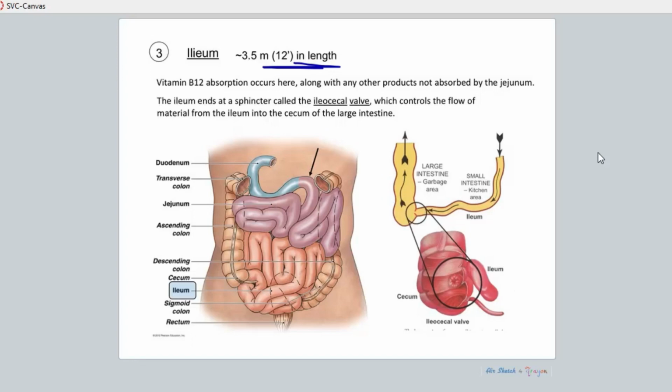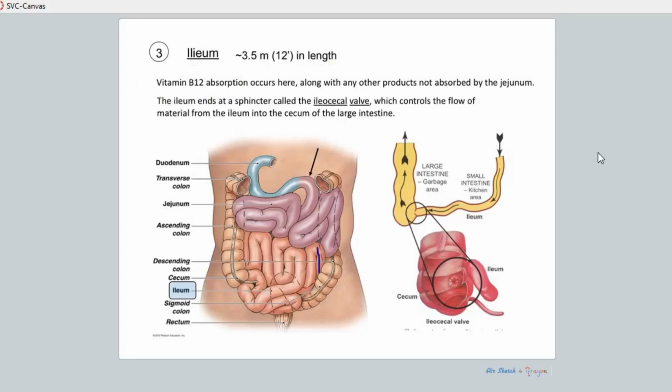And what's going to happen in the ileum? Well, we're going to have vitamin B12 absorption here. We talked about vitamin B12 in the stomach. You need that intrinsic factor being produced, so it allows vitamin B12 to be absorbed. It's going to be absorbed specifically in this ileum region here. And then also any other products not absorbed by the jejunum are absorbed in the ileum here.